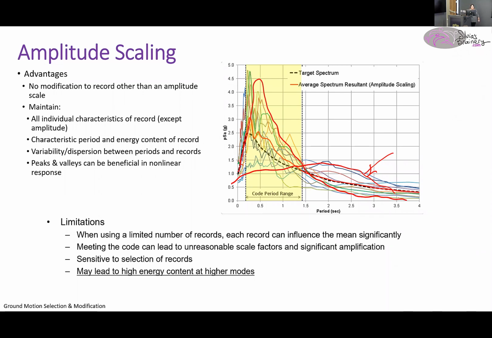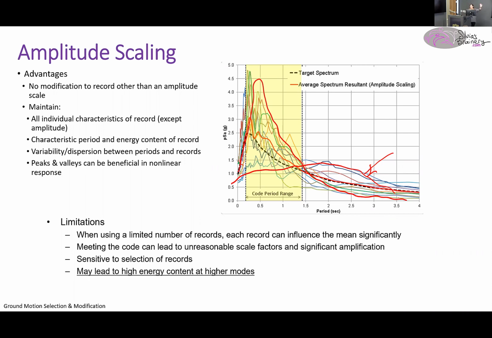And it may lead to high energy content in higher modes. Look at these spectra. I've got 4.5 Gs in my short period range. Is that high? I don't know, but that's pretty high. And that just comes with scaling the records to meet one period range, and you've got other period ranges that may be affected. This would be okay if you had a single degree of freedom system, but when we're dealing with multiple degree of freedom systems, you may be overexciting higher modes. And so that needs to be taken into consideration.